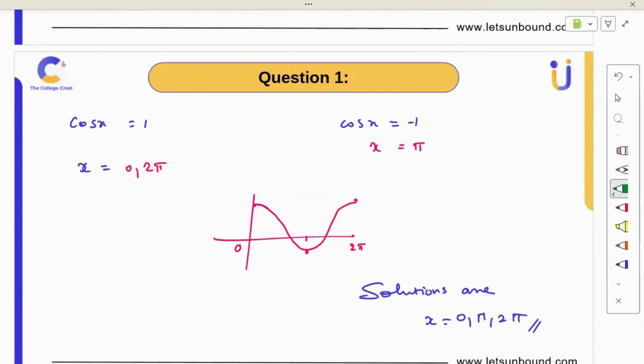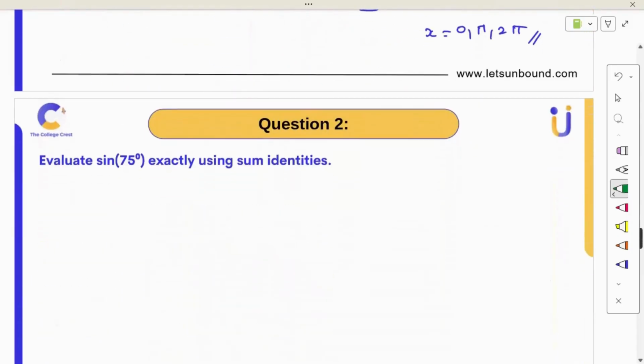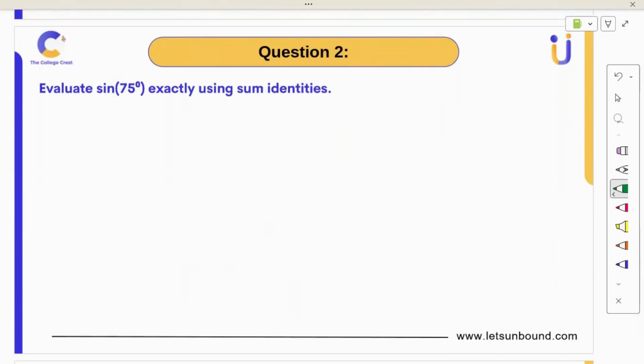Okay. That's it. And now question number 2. Evaluate sine 75 exactly using some identities. How can I evaluate? Sine 75 is something which I don't know, right? We only know some specific angles. So in that case, you try to express this input in terms of known angles, either as an addition or subtraction. I can write 90 minus 25, right? No, 90 minus 50.